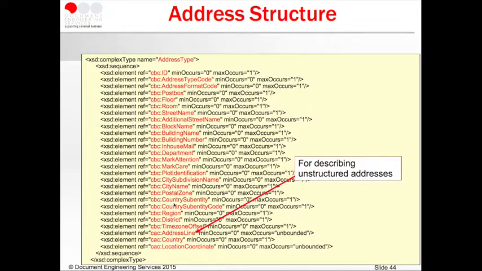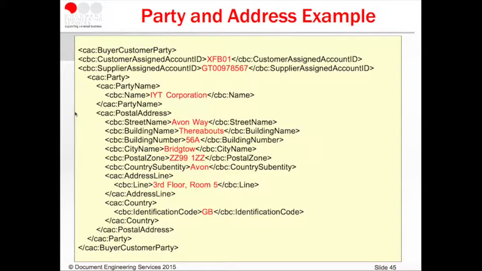And in addition, UBL supports the idea of an address line. And an address line is for the situation where you don't require a structured address, or you don't necessarily know the structured address. And so you just put lines of text to describe the address. Let's put all those things together and have a look at an example. And in fact, this has been used in other scenarios too.